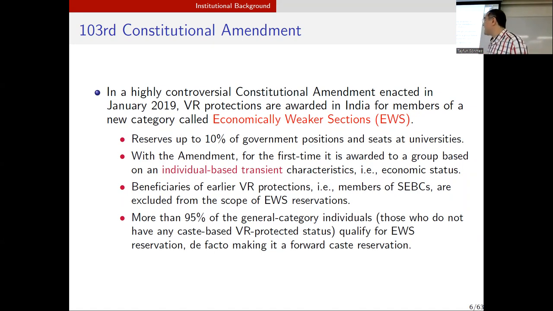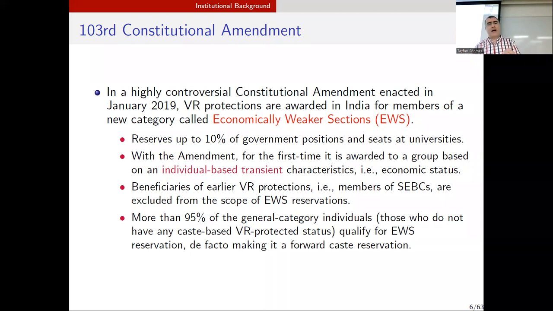However, I will say a lot about this third purple dot. In a very controversial decision, the amendment made sure that EWS reservations only apply to people who do not qualify for other vertical reservations, thereby making sure that my theorem, the uniqueness theorem, is still correct. Just great news for me, right? My uniqueness result is still valid in India. But I don't like what they did, and especially the way it happened. So that's what this lecture is all about.